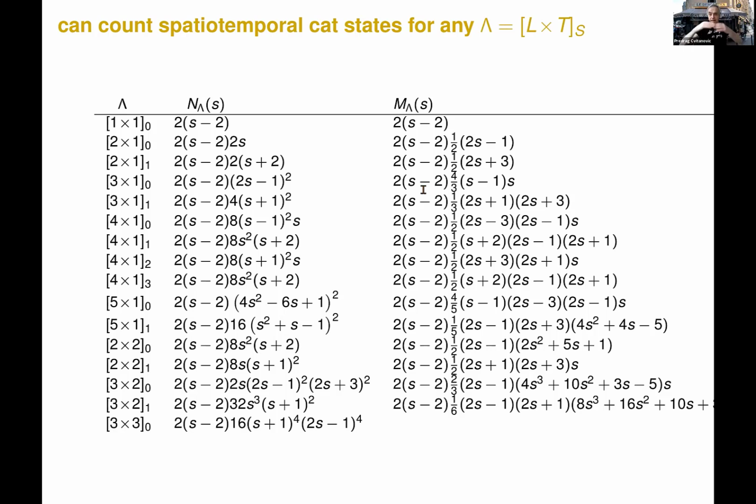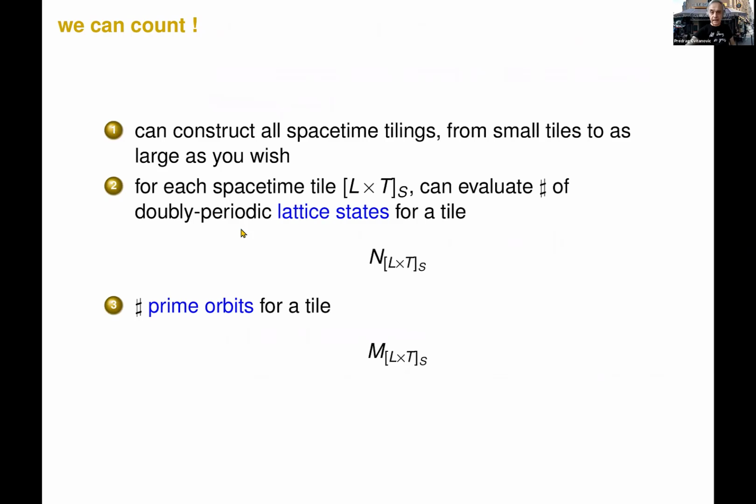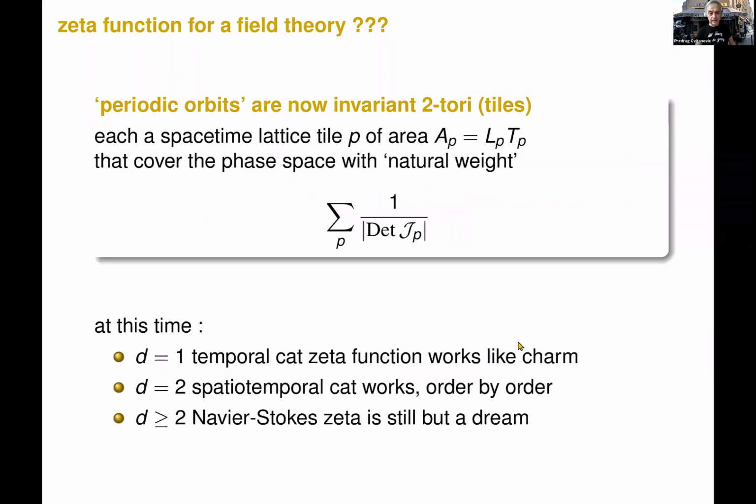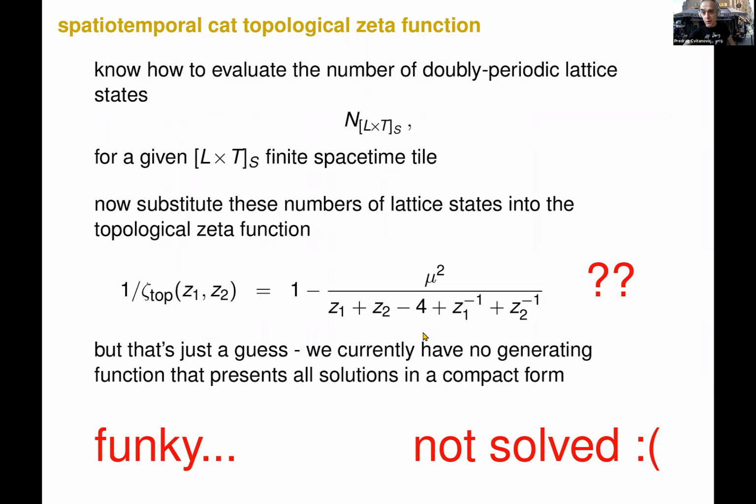So we can systematically find longer, larger spatiotemporal periodic solutions. We can count them. The tricky thing is we can find the ones which are called prime orbits, which are the shortest ones, which are not tiled by the shorter ones. We can do all this, but we can't write an elegant zeta function, and that's why I'm giving this talk. Somebody in this audience might know it. I think the zeta function looks something like that, but I don't know.